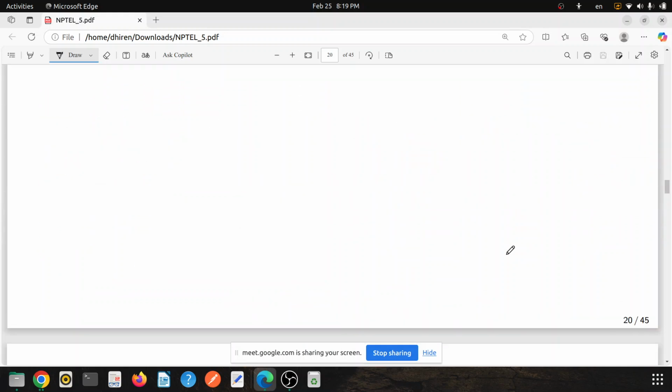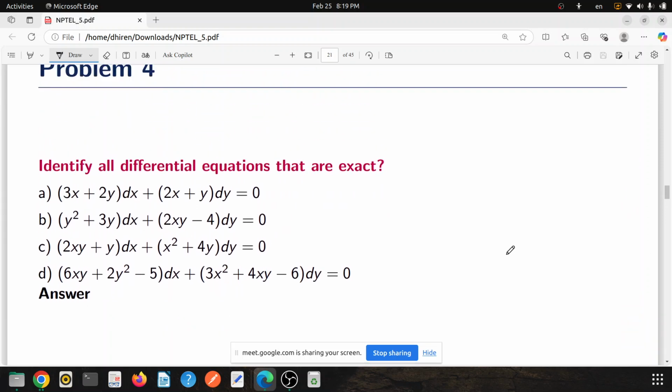Coming to the next part. So identify all the differential equations that are exact. You might be confused that this is not in the differential equation form, like L of y is equal to f of x. So you can convert this equation into differential equations, like let's say it's given (3x plus 2y) dx plus (2x plus y) dy is equal to 0.